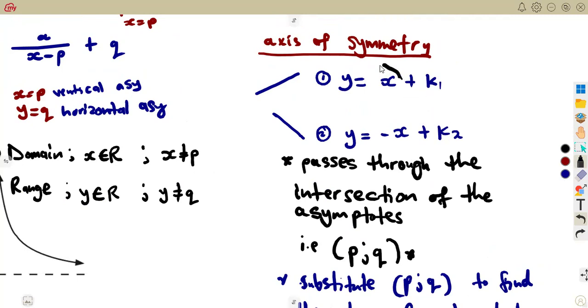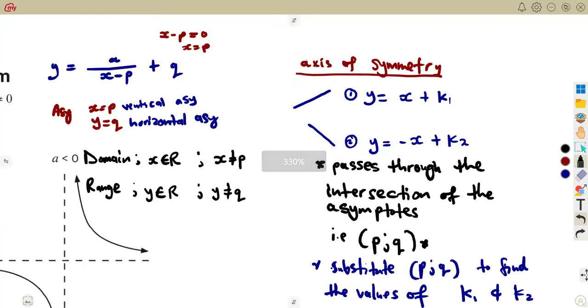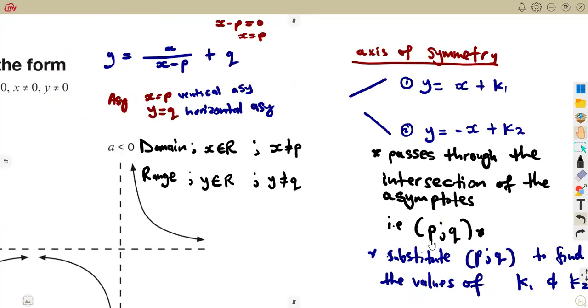But take note, here there is nothing that you do. It remains like this for every function that you are going to have in your syllabus. So do not worry about that one. You just substitute the point P, Q to find K1 and K2, just like that. Like I said, this is something that we are going to refer to in the future, working with questions. But for now, let us just take the notes, all right?